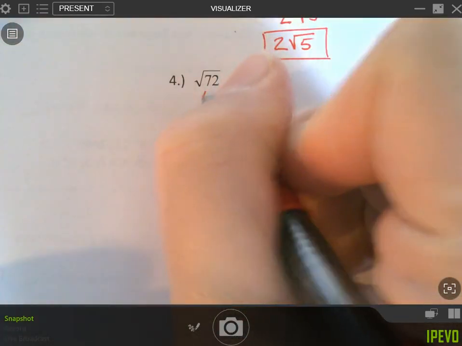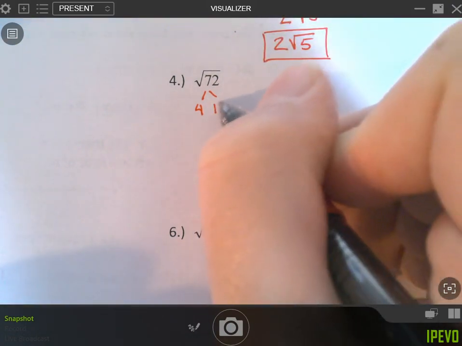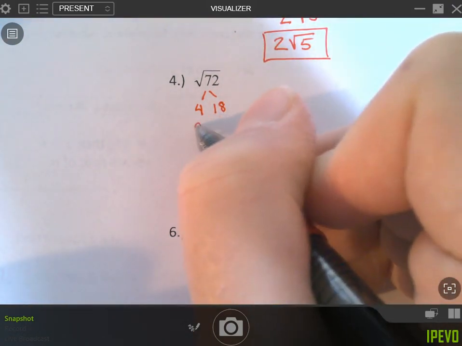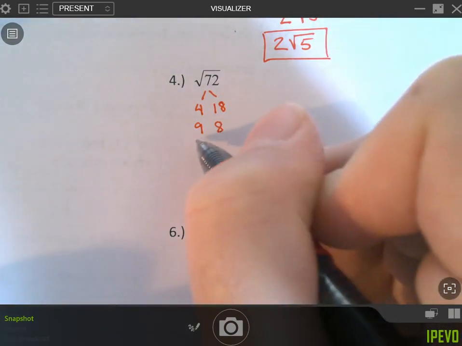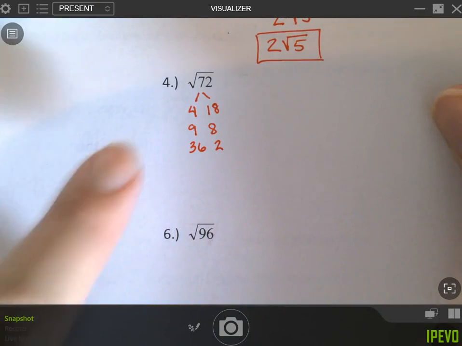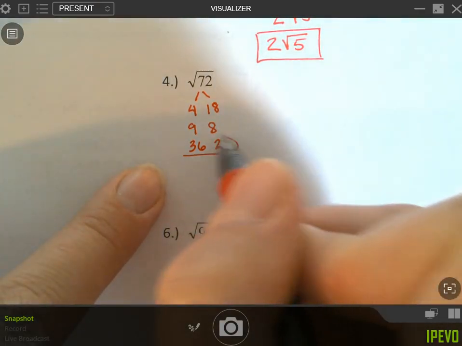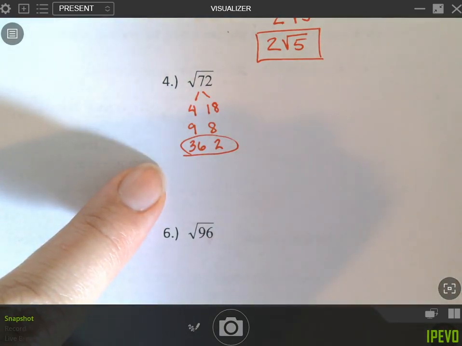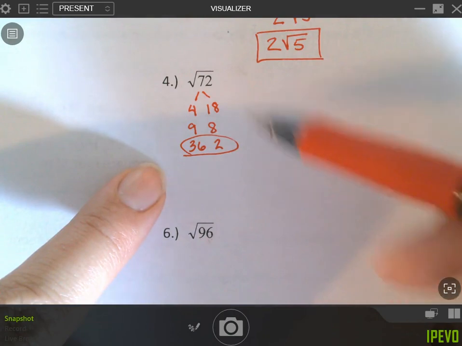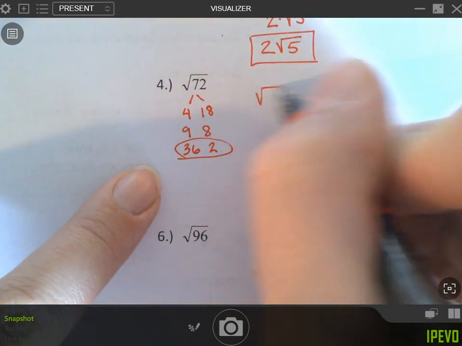First, I'm going to remind you that we found that 4 times 18 was 72. And 9 times 8 was 72, but then we kept going and found 36 times 2. I don't need to write all that, but I'm trying to show you, you have to find the biggest perfect square. Now, there's other factors of 72 also, right? I don't want them because I want to deal with these. Like 3 goes into 72 24 times. They're not perfect squares. So for now, I'm going to say we got it.